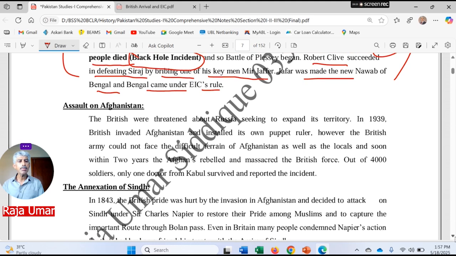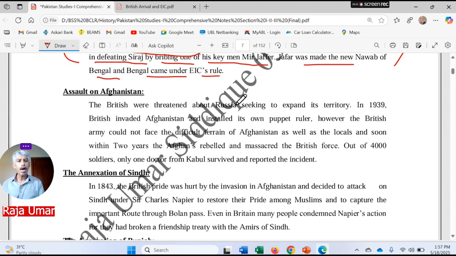Assault on Afghanistan. The British were threatened about Russia seeking to expand its territory towards Afghanistan in the south. In 1839, sorry, it is 1839. In 1839, British invaded Afghanistan and installed its own puppet ruler.